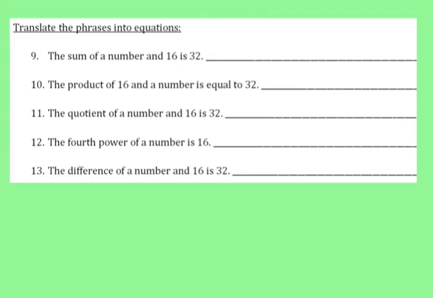So let's go ahead and take a look at number 9. All we're going to do is write these out as phrases. The sum of a number and 16. For all of my numbers, I'm going to use x. So a sum of a number, so x, and 16. When you add x and 16, you need to get 32. For right now, you don't need to solve it. I just want you to write the expressions.